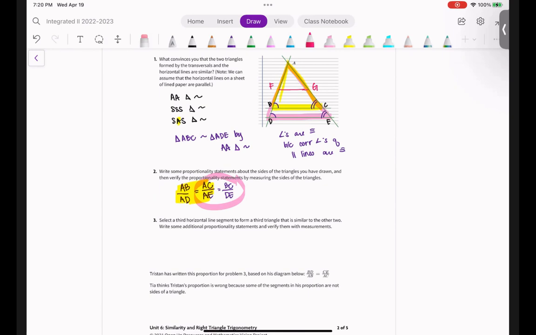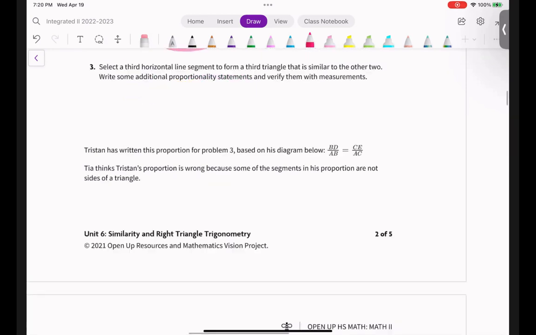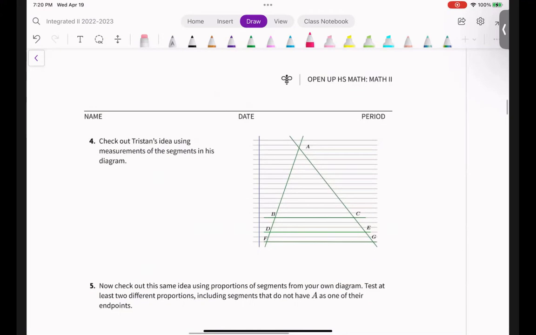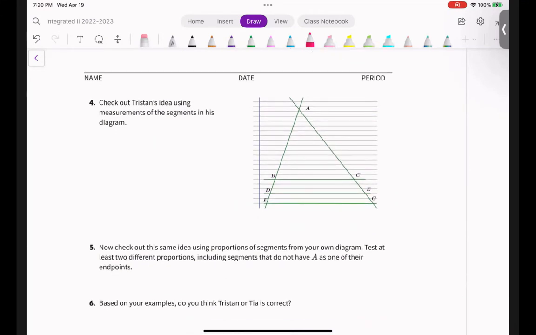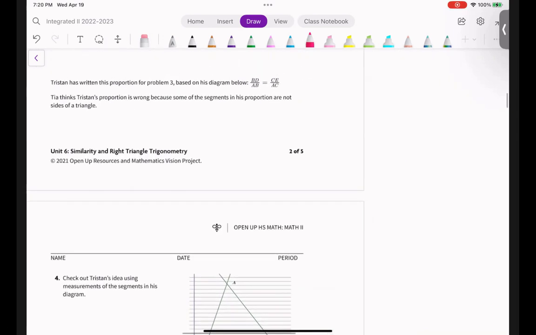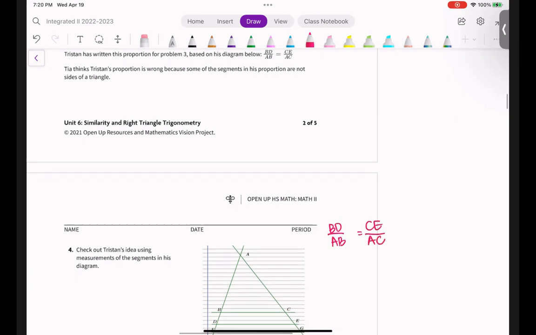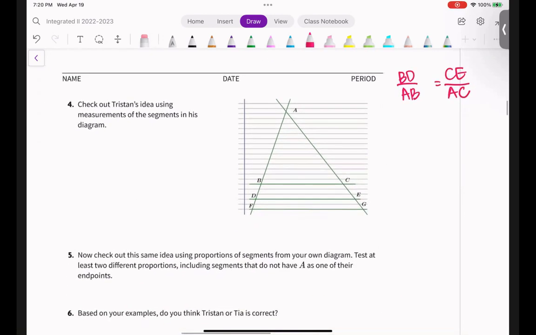And he says, Tia thinks Tristan's proportion is wrong because some of the segments of his proportion are not sides of a triangle. Okay, so check out Tristan's idea using the measurements of the segments in his diagram. So again, he wrote BD over AB equals CE over AC. So check out his measurements and see if you agree.